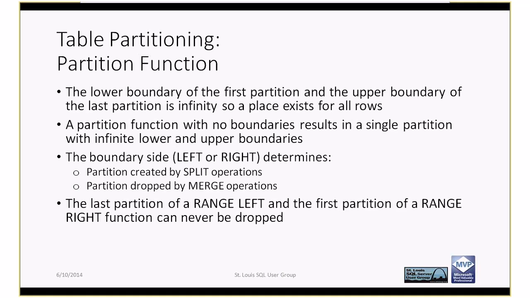That bottom bullet is something a lot of people aren't aware of, but you can't ever drop the first partition of a range left and the, I said that backwards, the last partition of range left and the first partition of range right, and that's simply because you've got to always have at least one partition in your table. And the way you identify that partition, as I mentioned a little bit above, is the left or right. And the partition that includes the boundary value is the one that's affected.